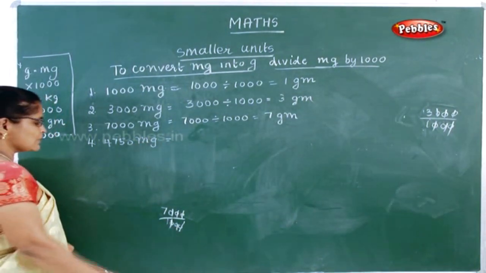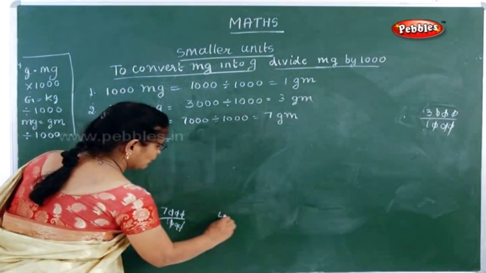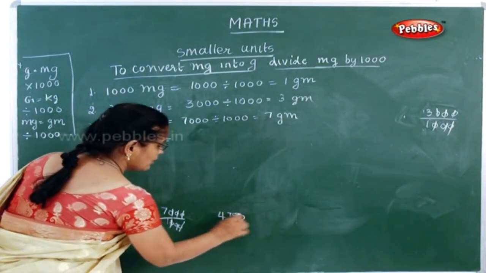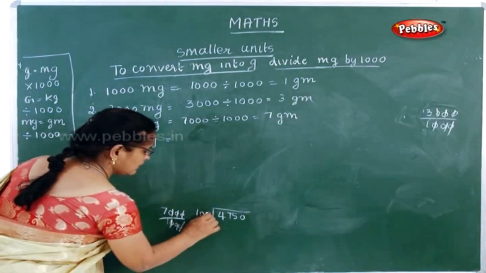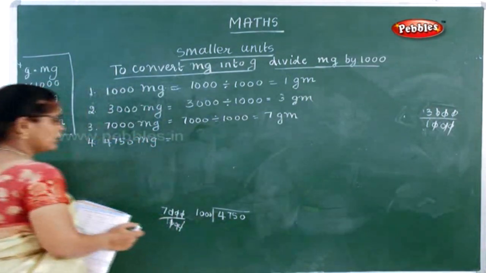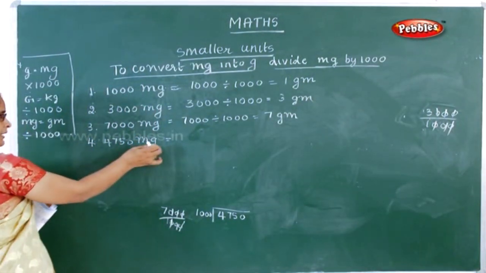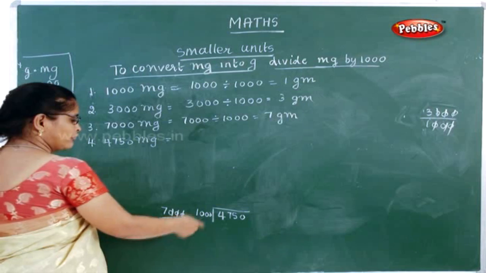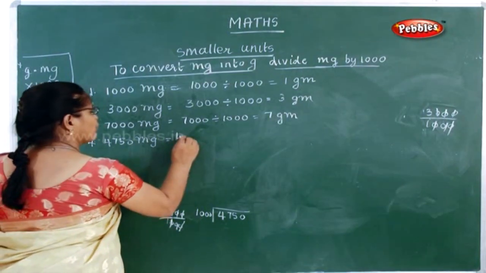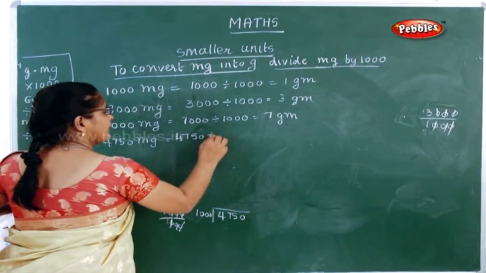Now how will you do this 4750? What you have to do is divide 4750 by 1000. Is it clear now? How will you convert this milligram to gram? You have to divide by 1000. I told you, 4750 divided by 1000.